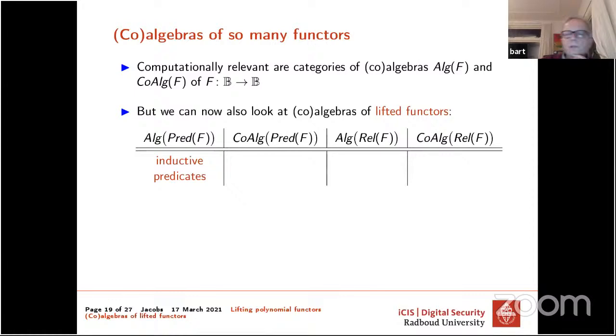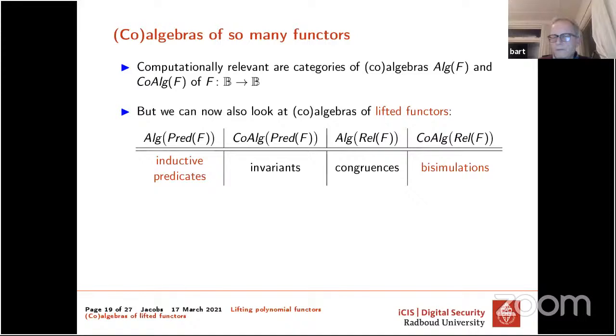A coalgebra of a predicate lifting is an invariant, as it's called in computer science. It's a predicate which, once it holds, it continues to hold no matter which transitions you make with your coalgebra or with your transition system. Algebras of the relation lifting of the functor are congruences. So they are relations which are closed under the algebraic operations that you have. And you may expect by now, coalgebras of the relation lifting, they are bisimulations.